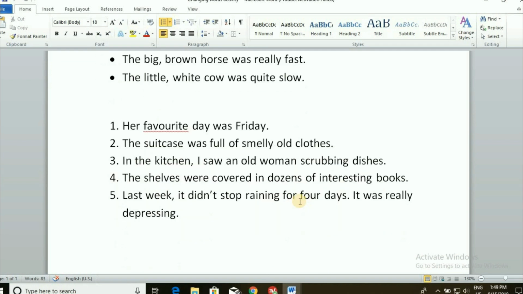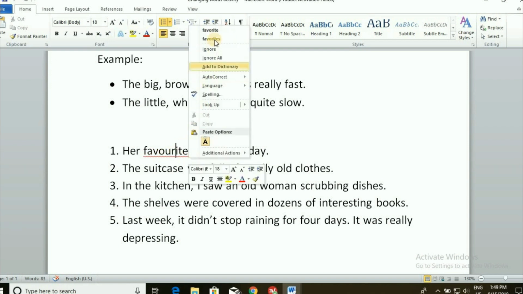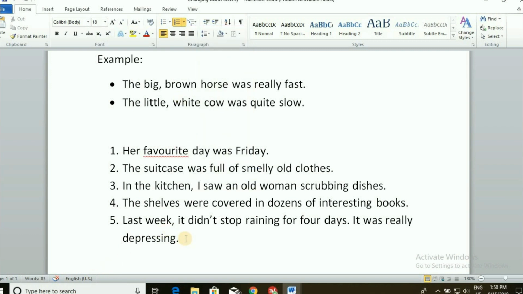Why don't you pause the video and try doing the same with these 5 sentences. And by the way, when you're using Microsoft Word and you get the red line underneath, it is recommending you change to the American spelling. My computer is in American English, but I'm from the UK, so I write in British English.